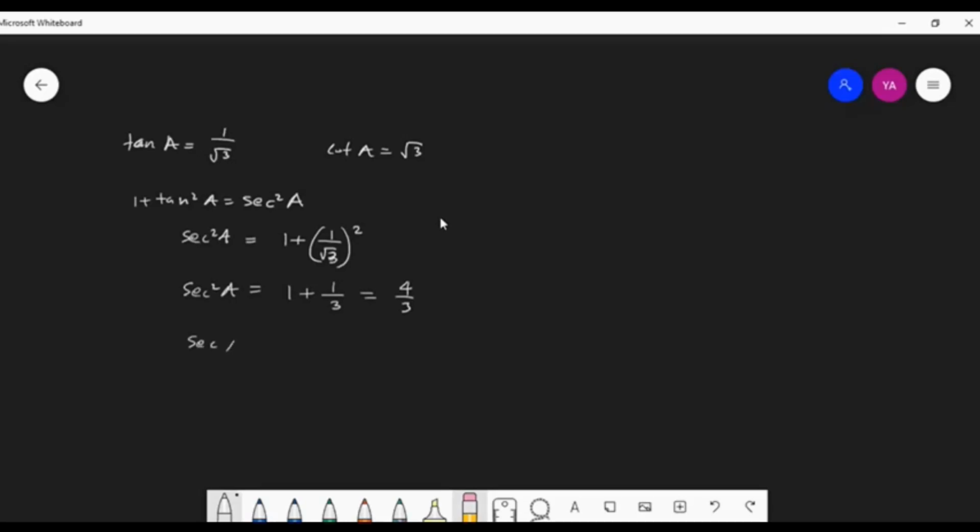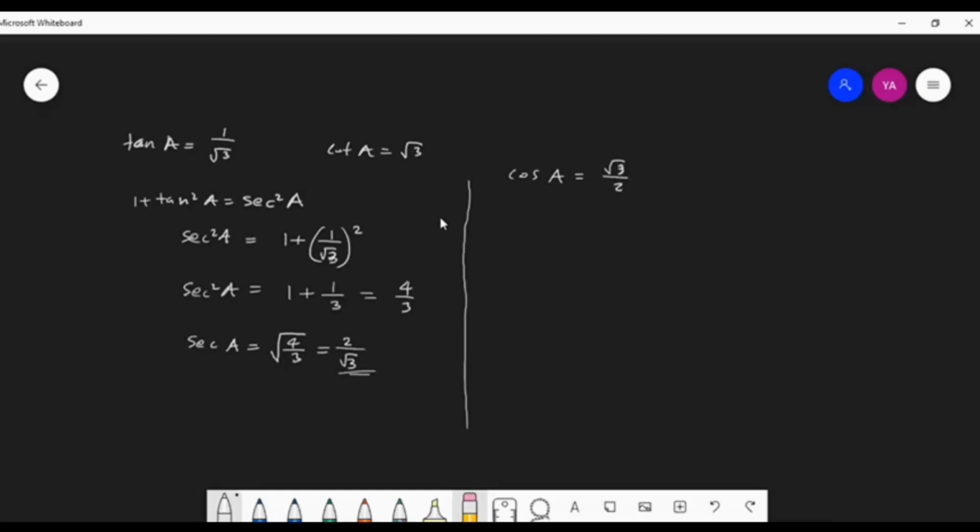So what will be sec A? The square root of 4 by 3. In the next step we can split the roots for numerator and denominator. The square root of 4 is 2, divided by the square root of 3. So sec A is 2 by root 3. Next, using sec A we can find its reciprocal. What will be cos A? Root 3 by 2, because sec and cos are reciprocals.